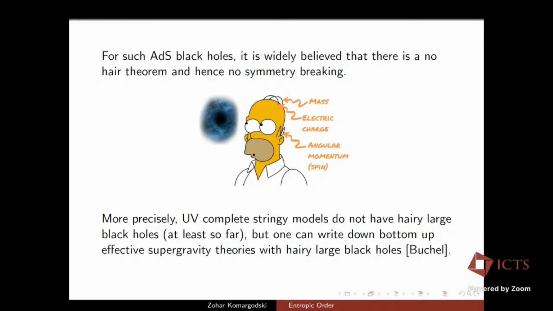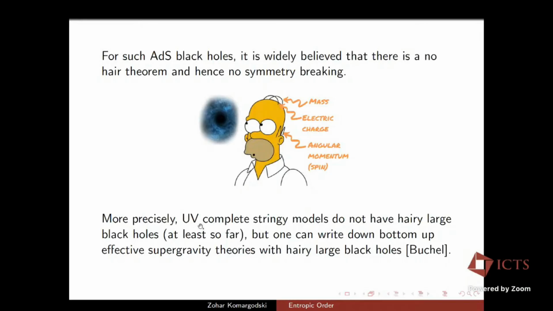So for large AdS black holes, there are many indications in the literature that, at least for large enough AdS black holes that are not spinning and not charged, it's widely believed that there is no hair. And interestingly, hair is just dual to symmetry breaking. So in some sense, the no hair theorem, if you wanted to prove it, is the same as proving that quantum systems at high temperatures cannot break any symmetries or cannot have order. And that's originally why I started thinking about this question.